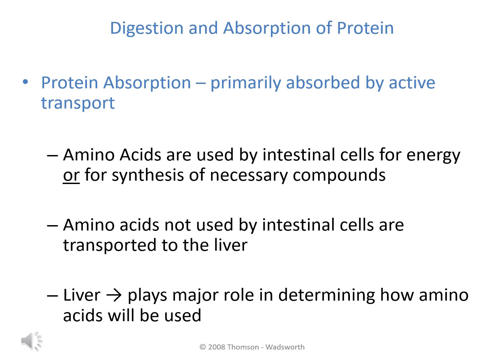Single amino acids are absorbed by intestinal cells through active transport. They will then be used by these cells as a source of energy or used to synthesize other necessary compounds. Amino acids that are not used by intestinal cells are going to be sent to the liver, which will then determine how these amino acids will be used.